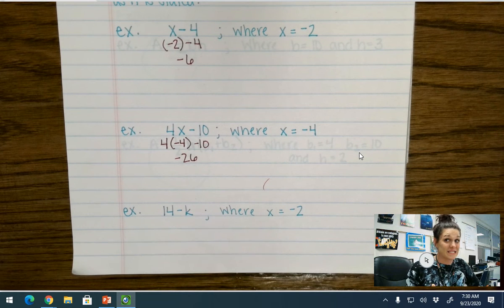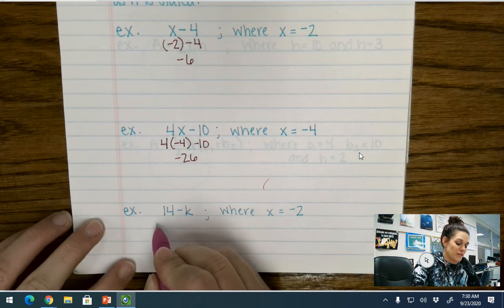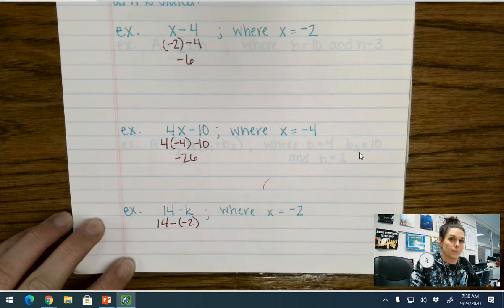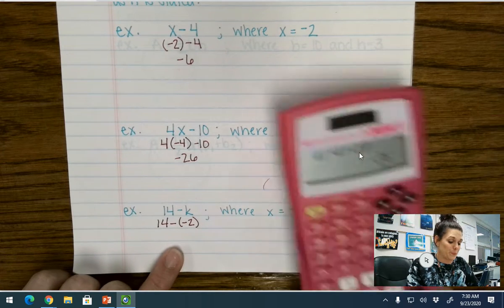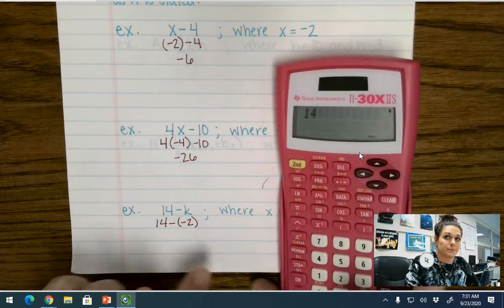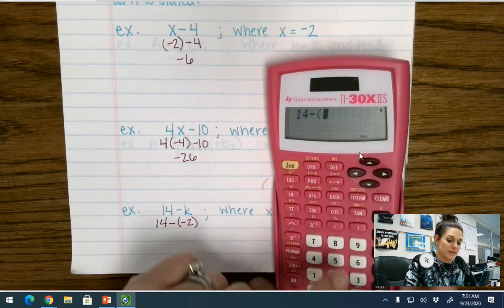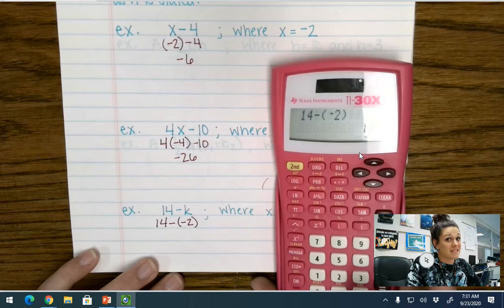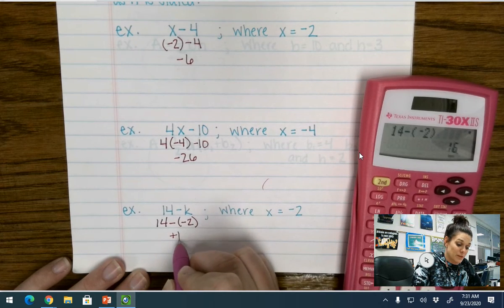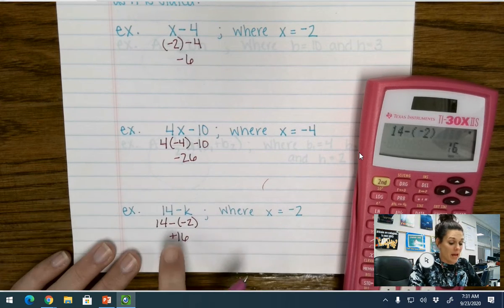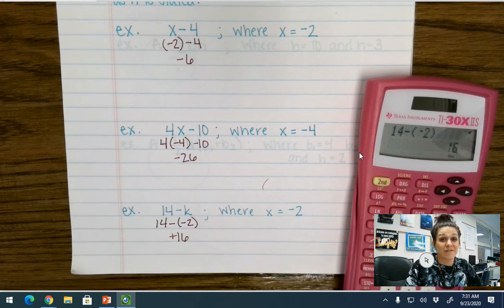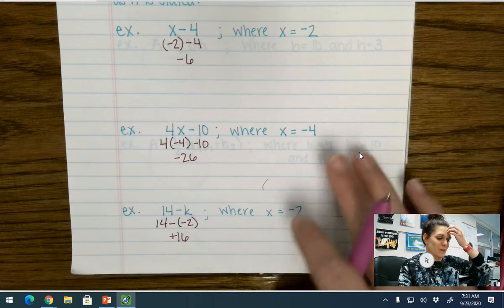All right, so let's see what we got. So we should have gotten 14 minus negative 2. All right, is that what you wrote? So we do 14 minus parenthesis negative 2. And I got positive 16. Is that what you got also? You should have learned that minus a negative really means plus because we're adding the opposite. So 14 plus 2 is in fact positive 16. All right, so this is great.